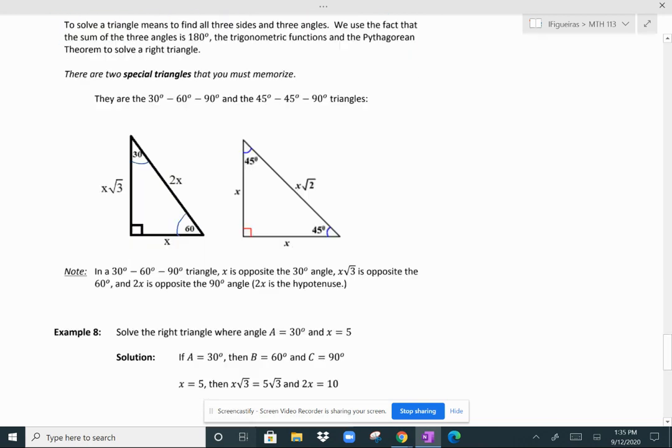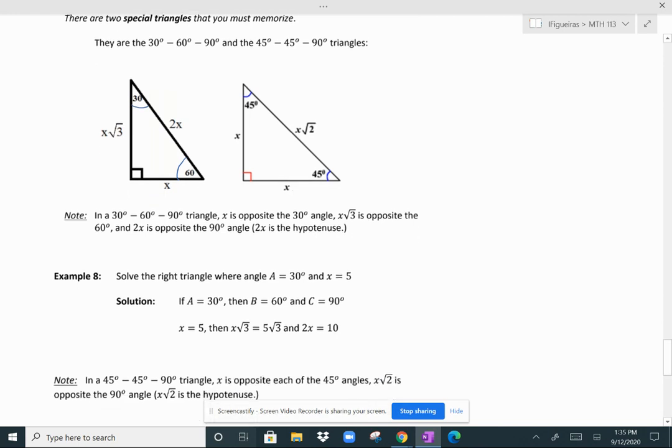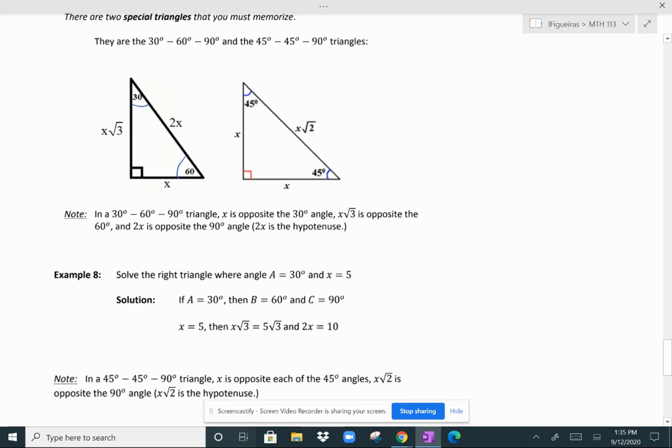So when solving a right triangle, that means we need to find out angle ABC as well as all of your sides. You're given that the right triangle has A equal to 30 degrees, which means the other acute angle must be 60. And we're going to let x equal 5. So that's this value here.